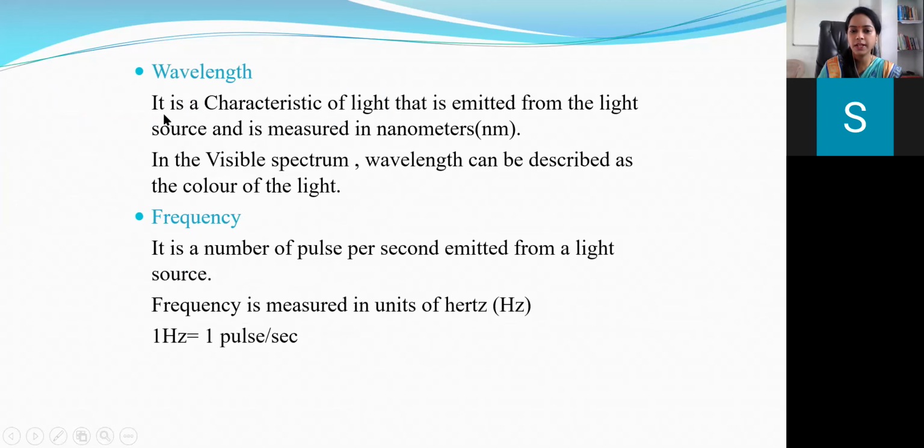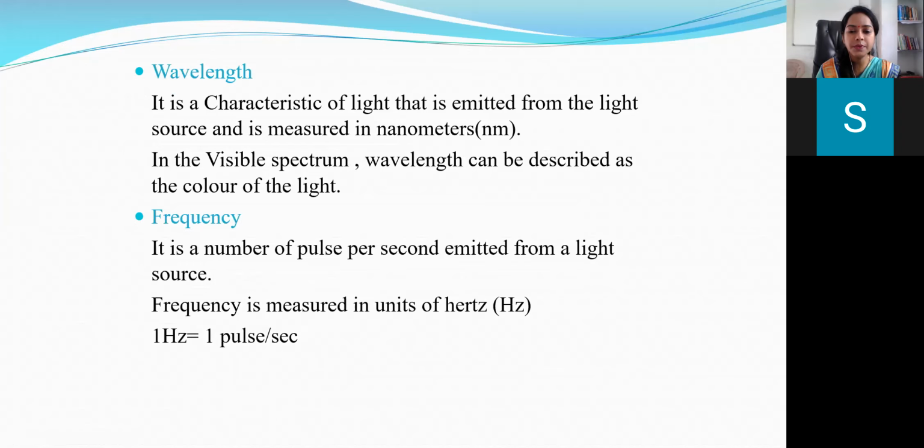So what is wavelength? It is just the characteristic of light that is emitted from the source, and it is measured in nanometers. In the visible spectrum, wavelength can be described as the color of the light. We can use visible light also. If you want to recognize it, we will call it by its color.